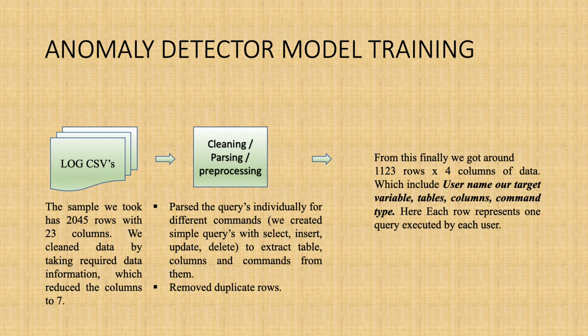So finally, after cleaning all this data, we got a total of 1,123 rows with 4 columns: the username, which is our target variable and which we are treating as our role, and the table and query information, which is passed to give features like tables, columns, and the command type used in that particular query by that particular user. This is our representation of the data before feeding it into the model.